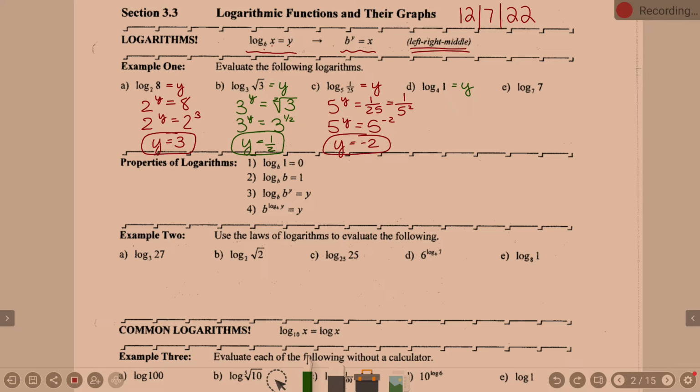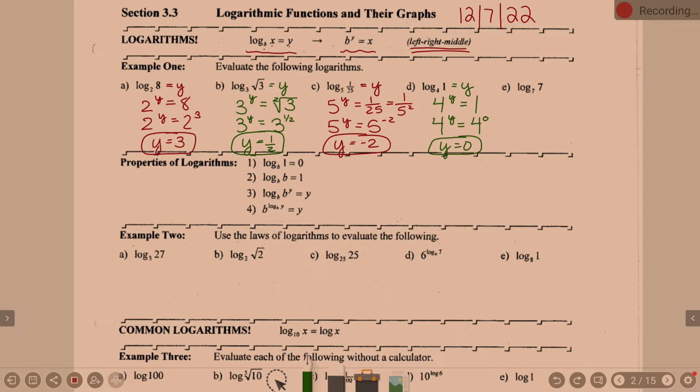Okay, if we think of this as log base 4 of 1 equals y, so 4 to the power of y equals 1. Well, if we think about this like every other problem we've done so far today, 4 to what power is 1? 0. Anything raised to the 0 power is 1. So 4 to the y equals 1 is equivalent to saying 4 to the 0. So y is equivalent to 0.